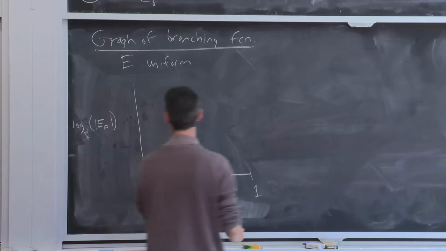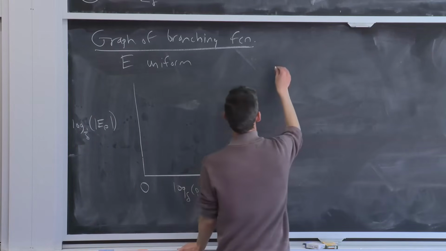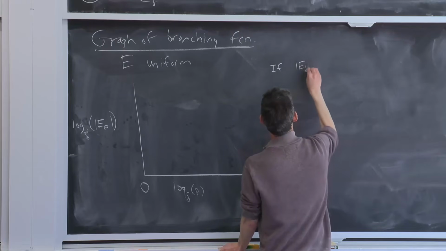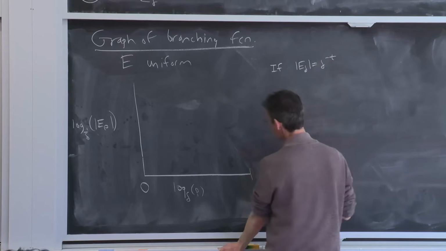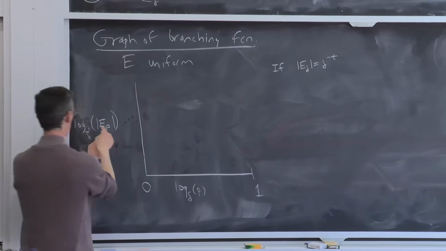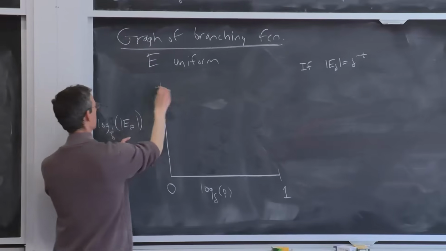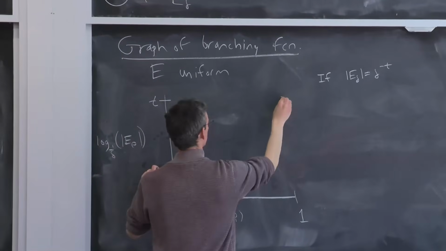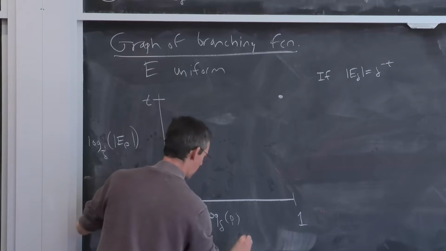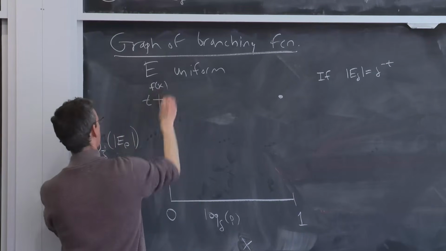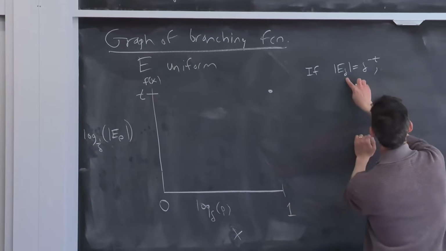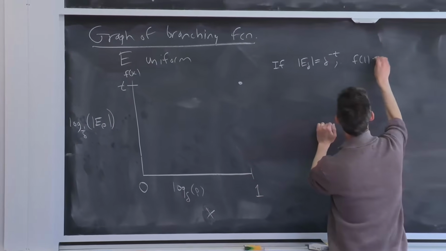OK. So if E delta were delta to the minus t, then when you plug in 1 here, that corresponds to the scale delta. So this is delta to the minus t. So this logarithm would be t. I'm going to call this variable x, and this is f of x. F is the branching function. So if E delta is delta to the minus t, it means f of 1 equals t.